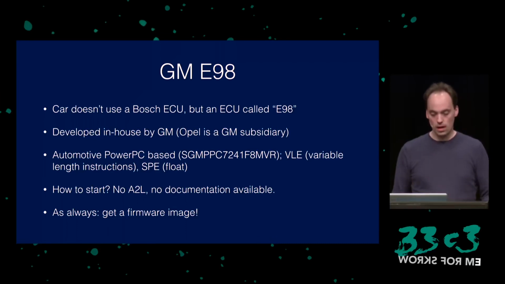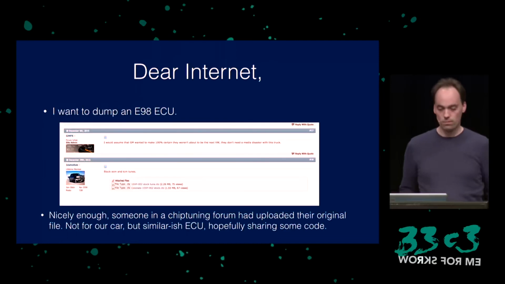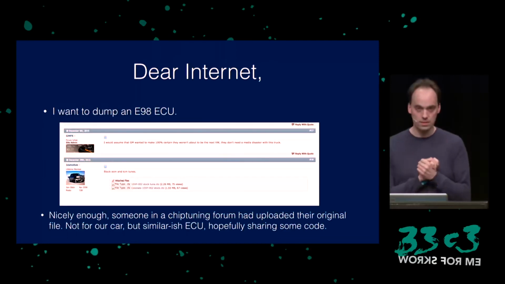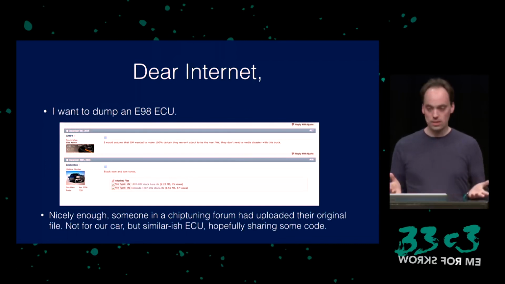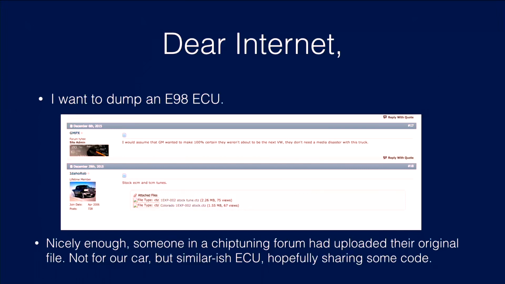So how do we start again? We need a firmware image, right? So let's ask the internet, how do I dump this ECU? Luckily, someone in some chip tuning forum already uploaded their stock ECU, which means what they dumped from their ECU using some chip tuning tool. It's not the same ECU, but it's very similar. And I hope it shared some code so I can analyze the software and maybe find a way to dump it.